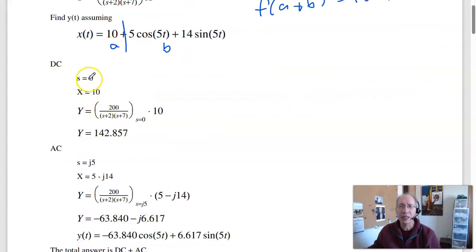So starting out at DC, x equals 10. This is the gain everywhere. All I care about is what's the frequency associated with x equals 10, which is s equals 0. Plug it in, I get 142.